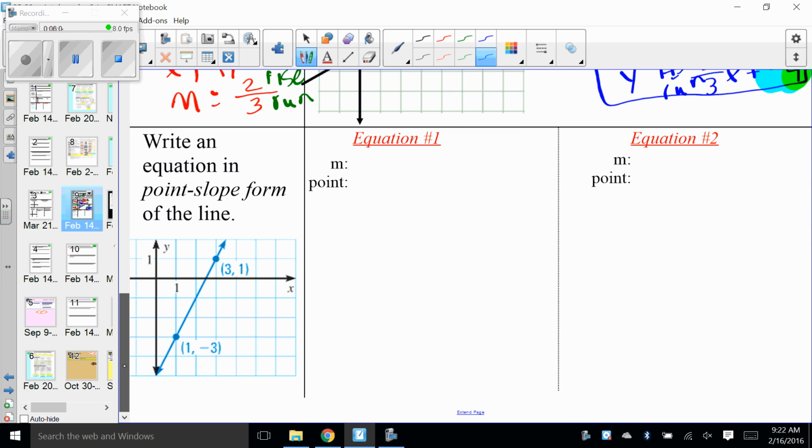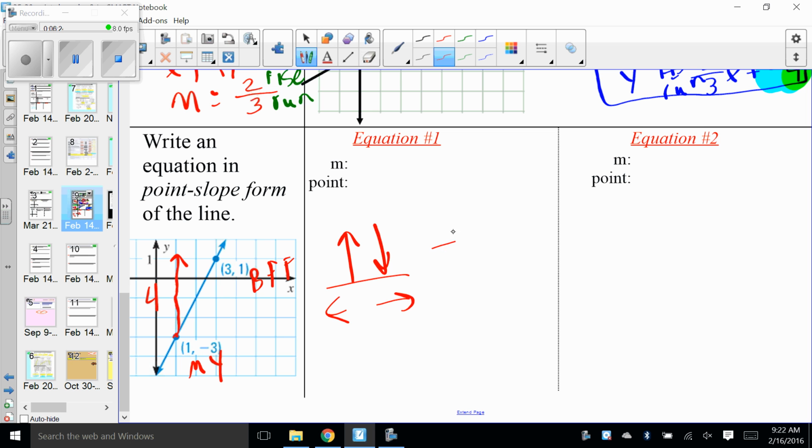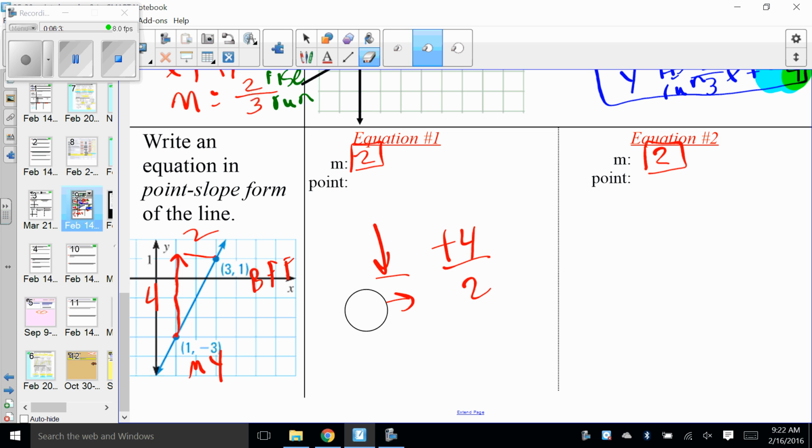All right, let's try another problem down here. We're going to write an equation in point slope form of the line. We're going to do it 2 different ways. So first, let's find the slope. Up and down on top, left and right on bottom. So I'm going to rise 1, 2, 3, 4, plus 4. I'm going to run 2. So my slope is 2. Regardless of whichever way I write the equation, my slope is 2.